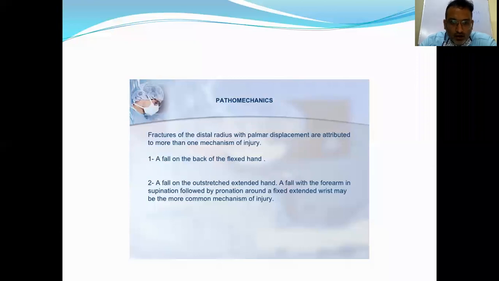Fall on the back of a flexed hand. If the hand is flexed and you fall on the dorsum, if the impact side is the dorsum, you get a palmar displaced distal radius. In a fall on an outstretched hand, the forearm is in supination or pronation around a flexed or extended wrist, which may be the more common mechanism of injury. Usually most fragments are dorsally displaced; volar or palmar displaced fragments are very less common. The mode of injury is mostly a fall on a flexed hand.